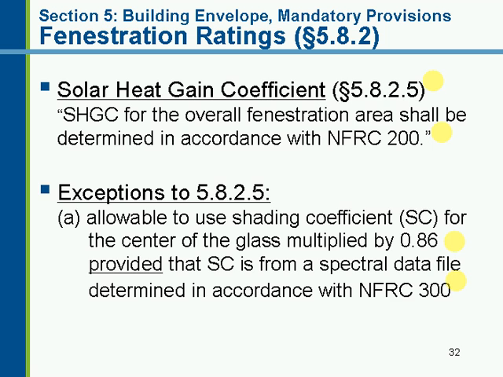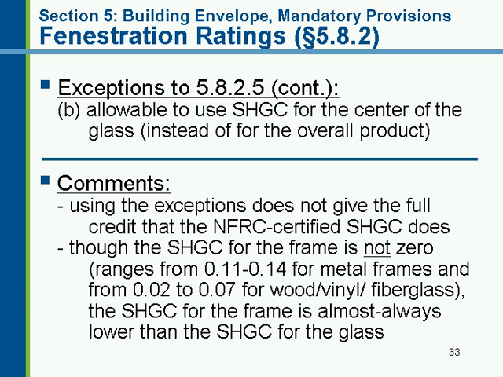There's also an exception B, which allows you to use the solar heat gain coefficient for the center of the glass. Now you can't do this for U-factor, but it allows it for solar heat gain coefficient instead of the overall product. But I want to point out to you that this will not give you full credit as if you'd gotten the rating for the overall product.